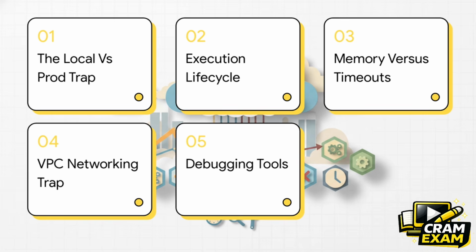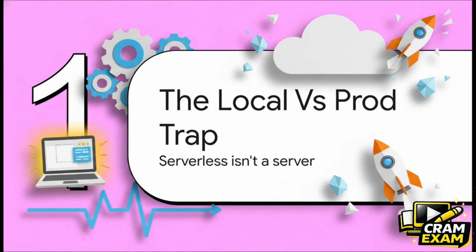Number 2, the Lambda execution lifecycle. Number 3, memory versus timeouts. Number 4, the VPC networking trap. And finally, number 5, production debugging tools. Let's jump right into section 1, the local versus prod trap.